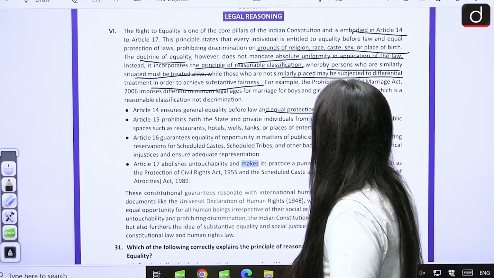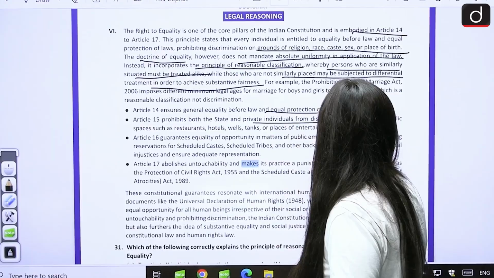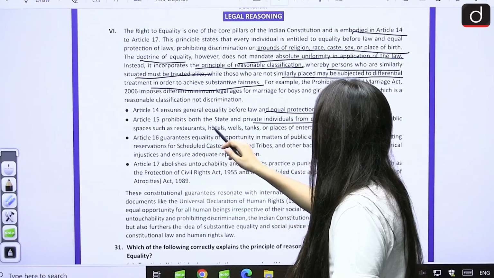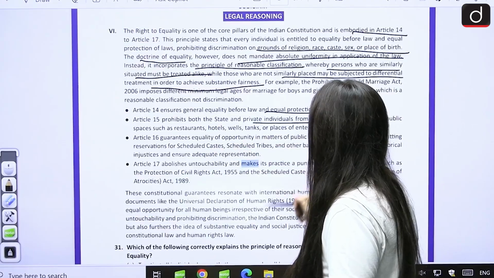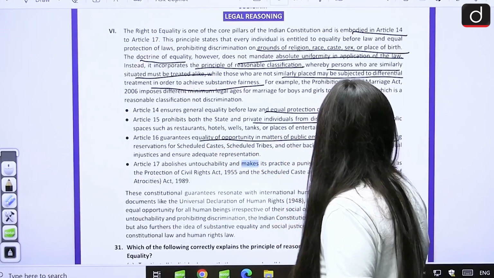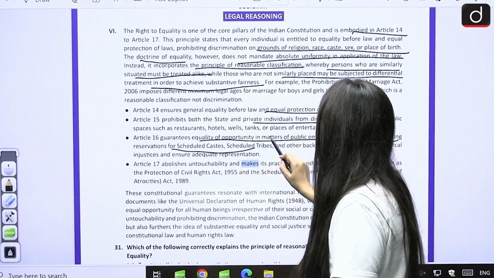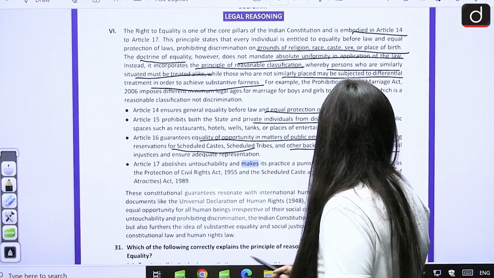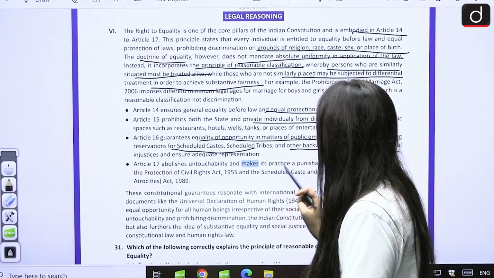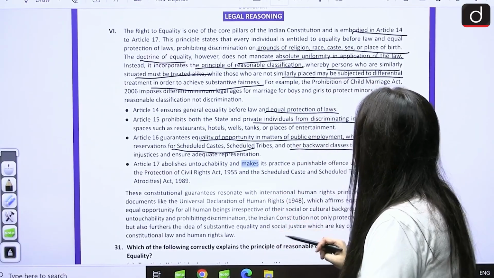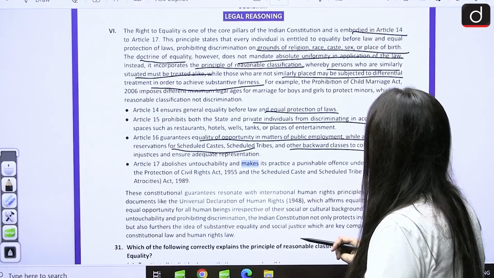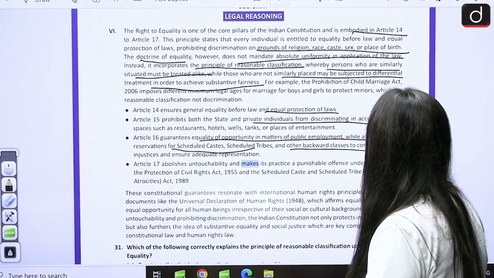Ensures general equality, prohibits state and private individuals from discriminating in access to public spaces, restaurants, hotels, wells, tanks or places. Guarantees equality of opportunity in matters of public employment, while also permitting reservations for scheduled castes, scheduled tribes and other backward classes to correct historical injustices, ensure adequate representation. 17 abolishes untouchability, makes its practice a punishable offence under the Protection of Civil Rights Act, scheduled caste and scheduled tribe.